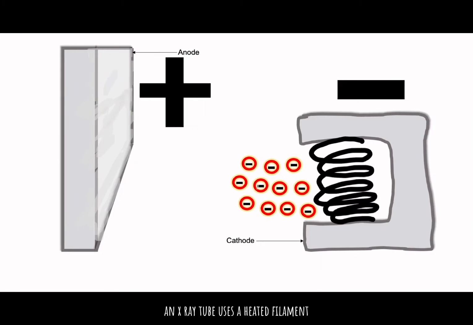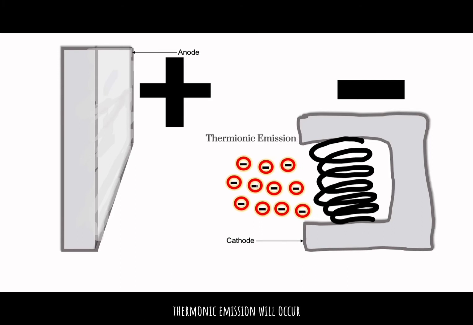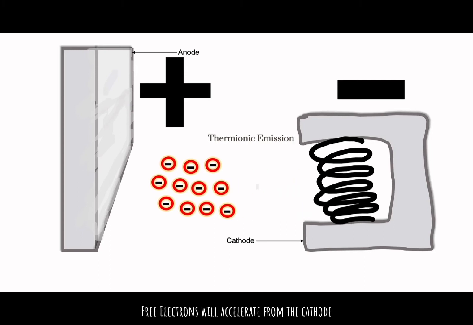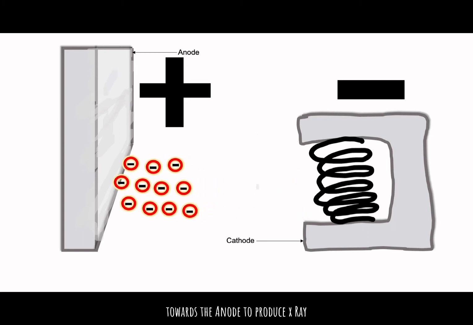An X-ray tube uses a heated filament to raise the energy of atomic electrons high enough to release them from their atoms. Therefore, a process known as thermionic emission will occur. Free electrons will accelerate from the cathode towards the anode to produce X-ray. This will produce two types of X-ray, which are characteristic radiation and Bremsstrahlung radiation.